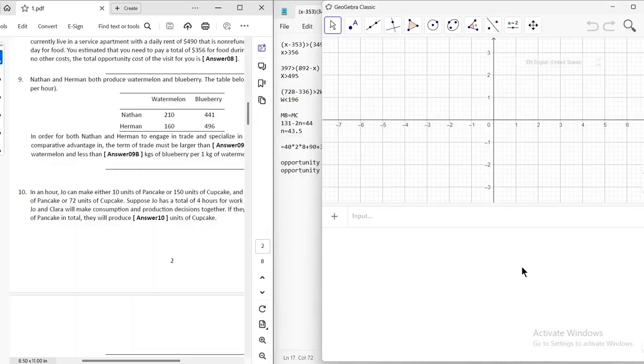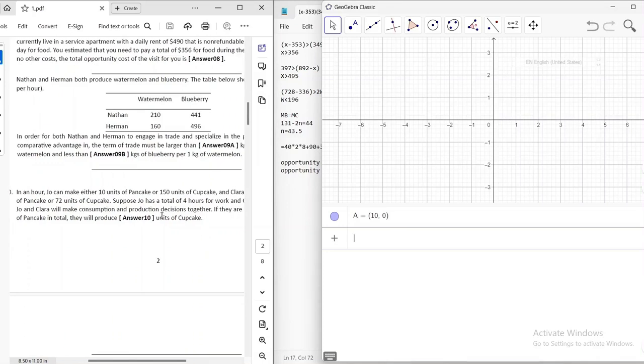GeoGebra is a free software which you can use to draw graphs. I prefer to use GeoGebra because it is easier to visualize the graphs. So let's plot the points. Let's say pancake is on the x-axis and cupcake is on the y-axis. So 10 units of pancake, so 10, 0.